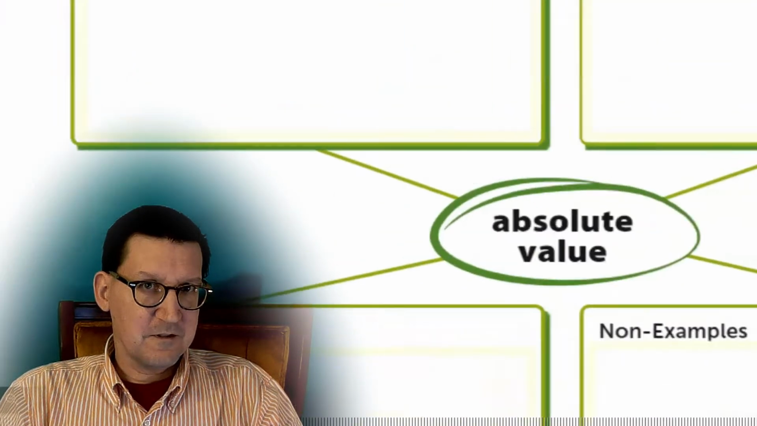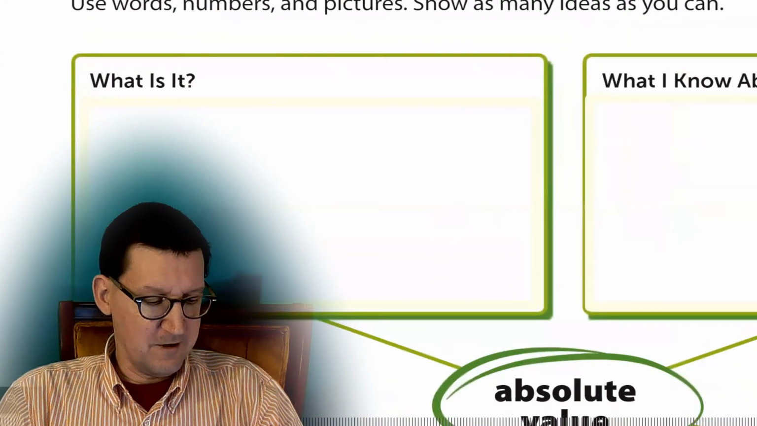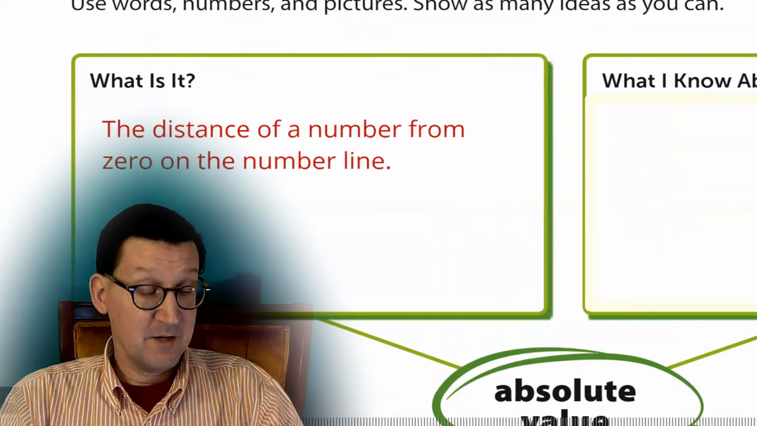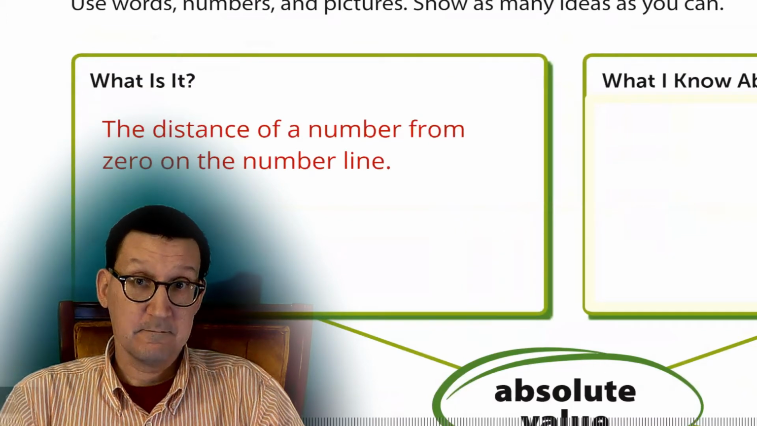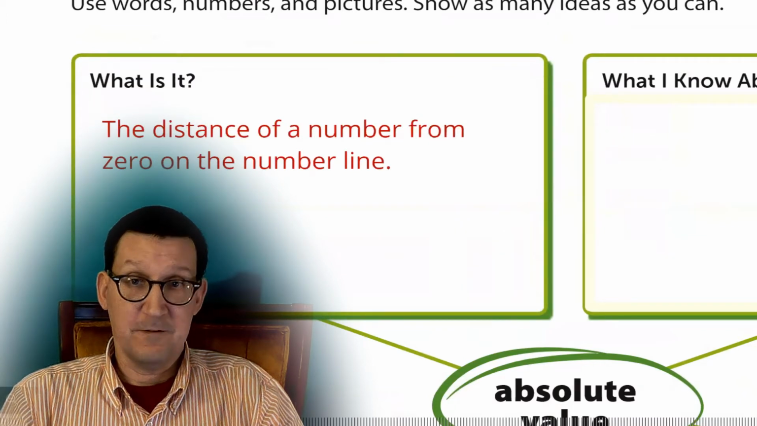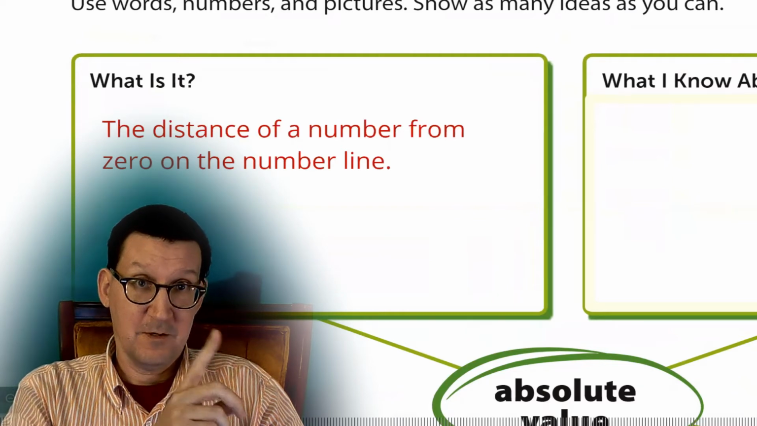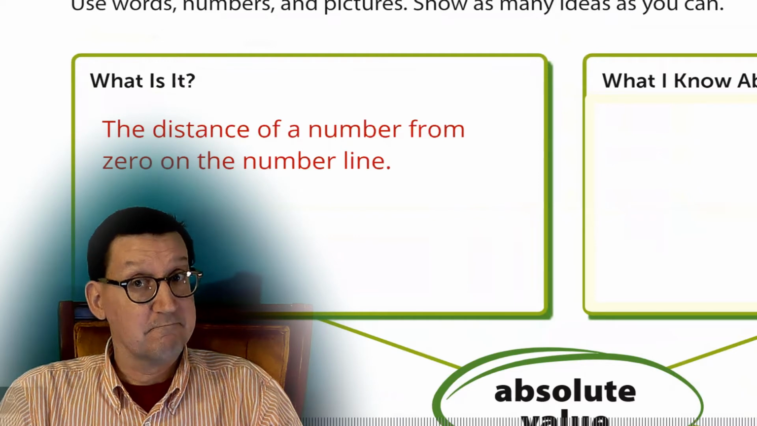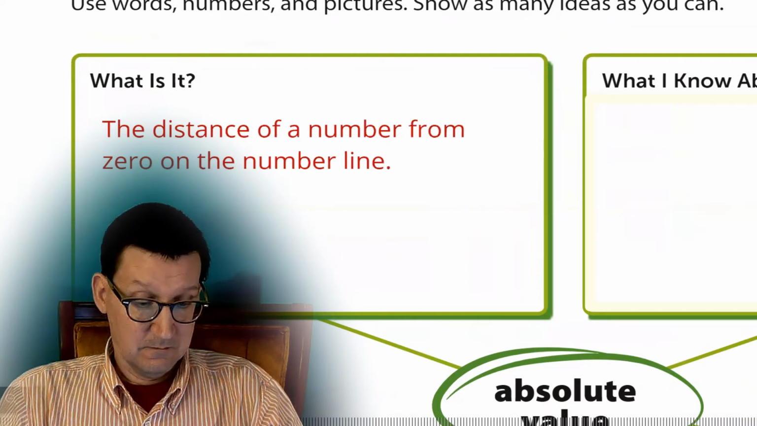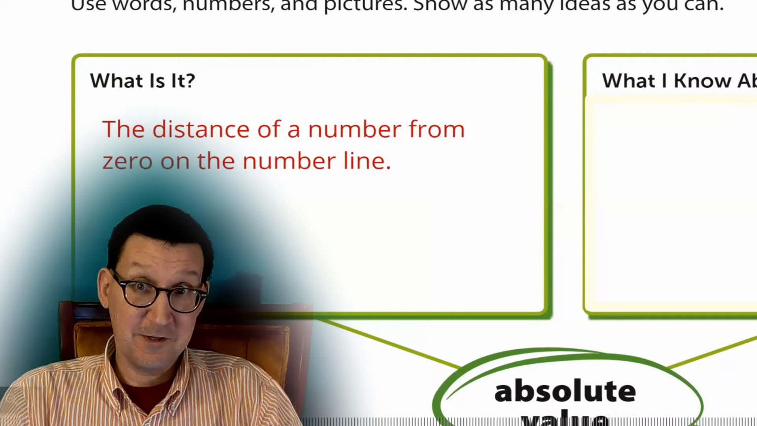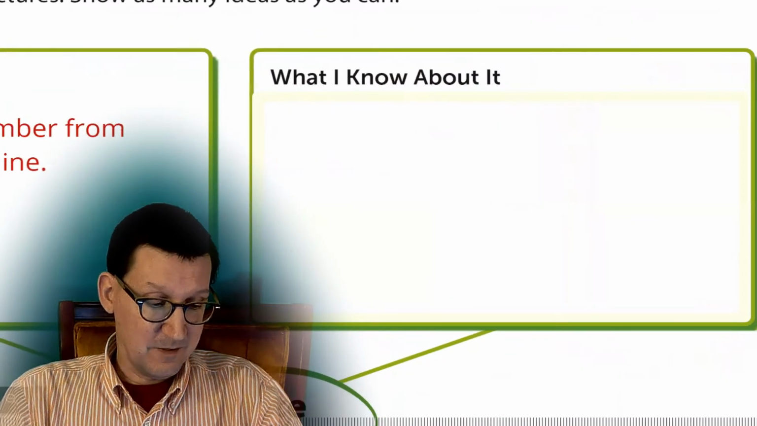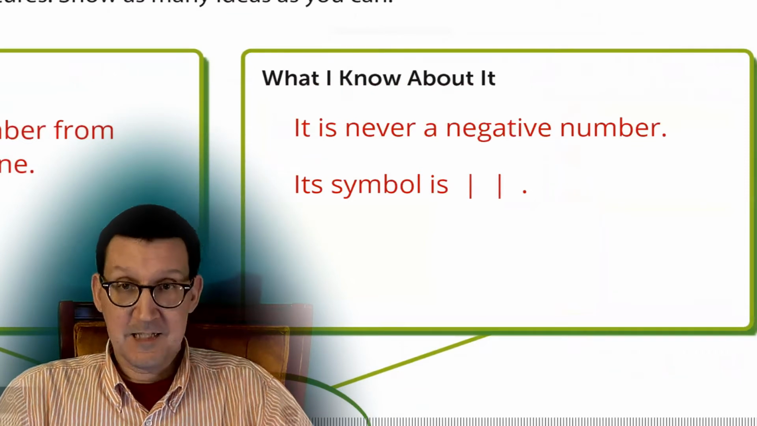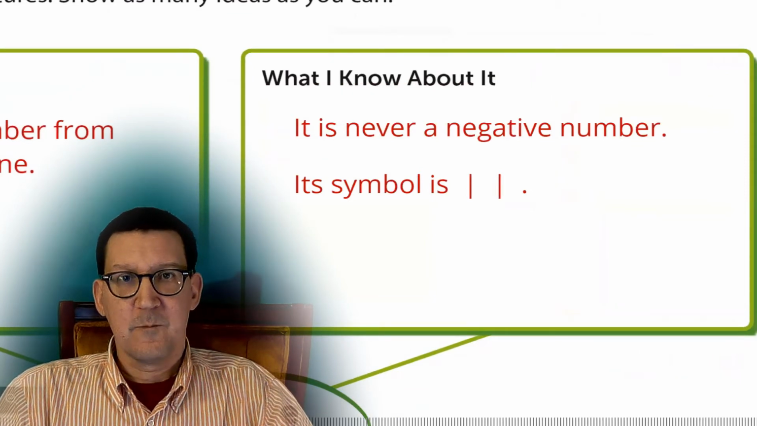Let's go by the what is it first. What's a good definition for absolute value we could come up with? How about the distance of a number from 0 on the number line? Doesn't matter if it's a positive number or a negative number, it's always going to be a distance from 0. And because it's distance, it's always positive. That'll work. That also answers a few things that we know about it, doesn't it? Well, it's never a negative number. And its symbol is those two bars, right?